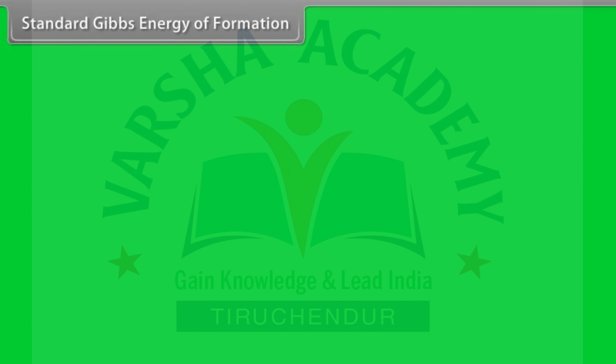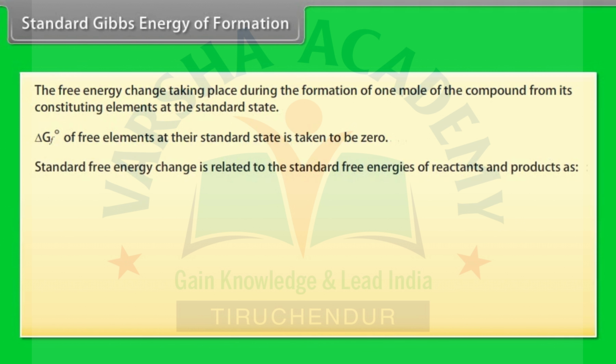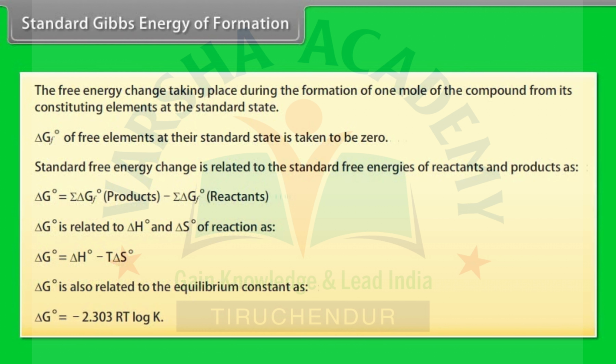Standard Gibbs energy of formation. The free energy change taking place during the formation of 1 mole of the compound from its constituent elements at the standard state. Delta Gf naught of free elements at their standard state is taken to be 0. Standard free energy change is related to the standard free energies of reactants and products as delta G naught is equal to summation of delta Gf naught of products minus summation of delta Gf naught of reactants. Delta G naught is related to delta H naught and delta S naught of reaction as delta G naught equals delta H naught minus T delta S naught. Delta G naught is also related to the equilibrium constant as delta G naught equals minus 2.303 RT log K.